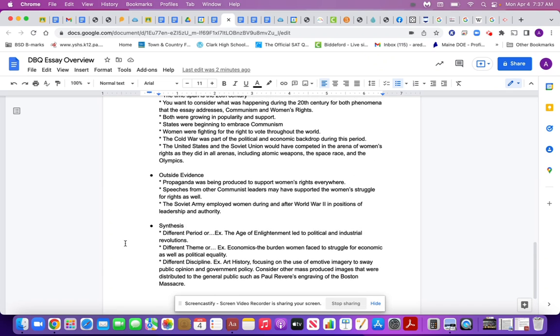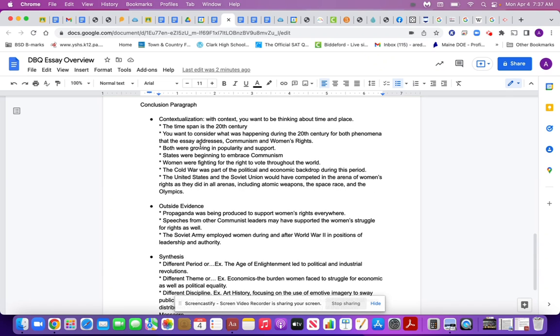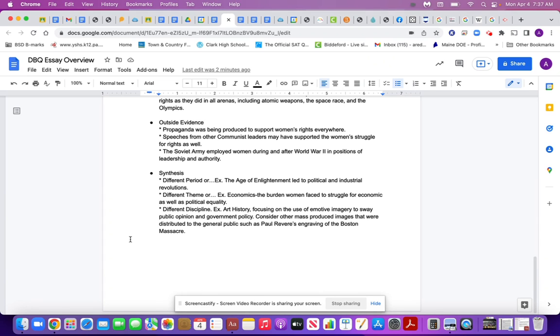And again, you're going to have a sentence or 2 here to contextualize, a sentence or 2 here to bring in outside evidence, and then a sentence or 2 to synthesize. And this is all part of your concluding paragraph. So for synthesizing, you were just doing one of 3 things: thinking about a different period or a different theme or a different discipline.